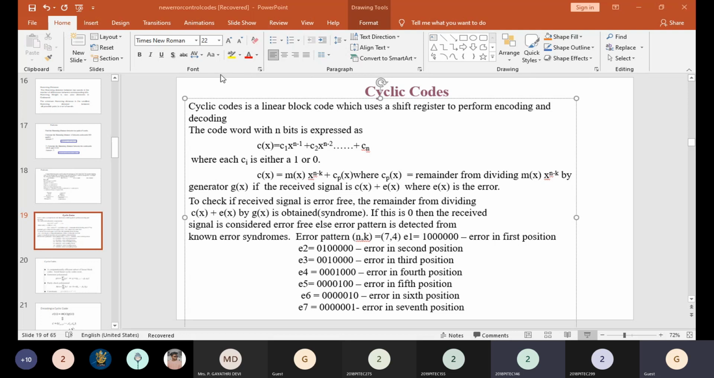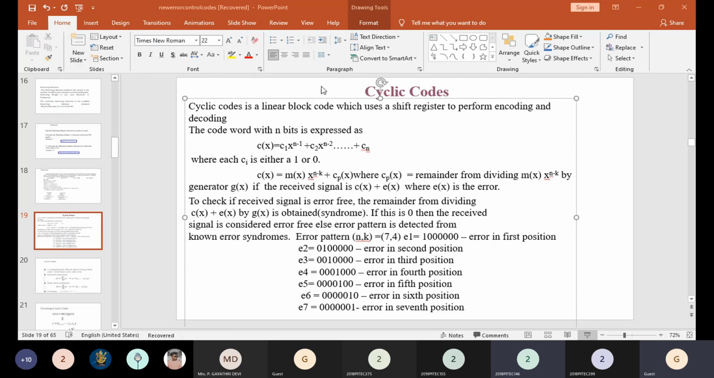So here the value of n is 7, and k is 4. So n minus k is 7 minus 4, which is equal to 3. So x power 7 minus 4, that is x power 3, into 1 plus x square.